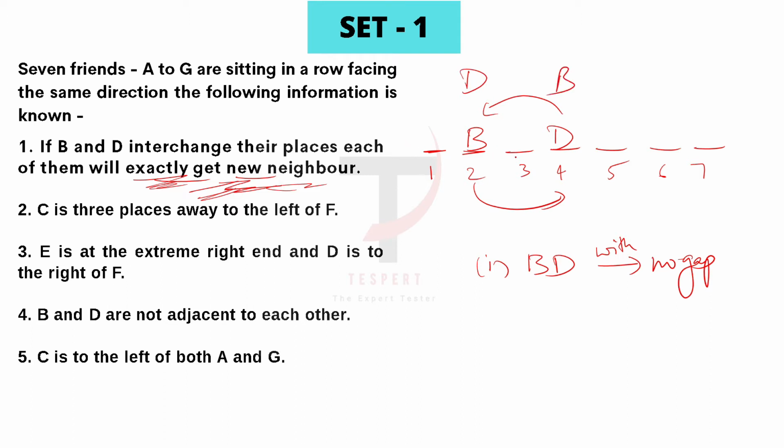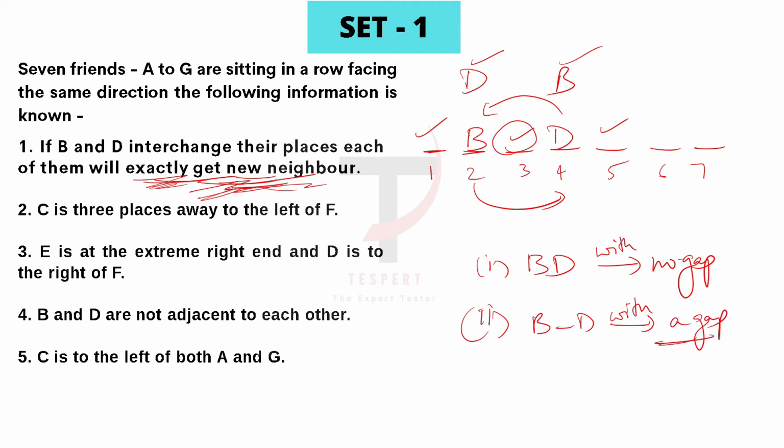Of course, the person at 3 is the common neighbor for B and D, but we want exactly one new neighbor. Now B is going to 4 and D is coming to 2. The new neighbor of B is 5, whereas the new neighbor of D is 1. So they are getting exactly one new neighbor. So this case is also possible: B and D with one gap.